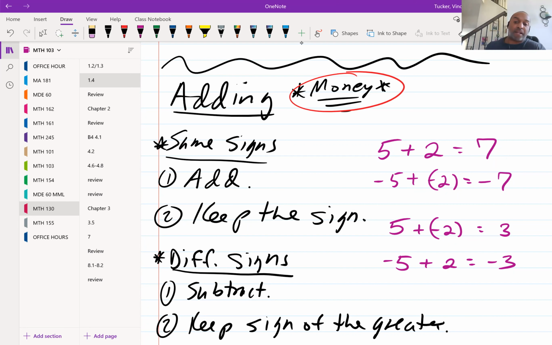Now, let's say if you have $5 in your account and you spend $2 or charge $2, then you'll have 3 left, positive 3. But if it's negative 5 and you're trying to get out of the red and you add $2 to it, you're still going to be negative $3. So that's how you can think about your money when it comes to adding and subtracting. Once again, same signs, you just add them together and keep that sign. Different signs, you subtract them and then you keep the sign of the greater number.